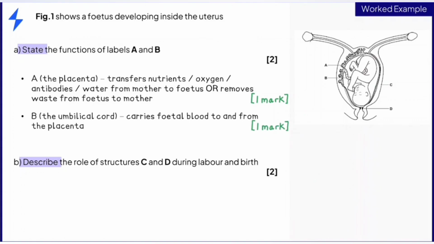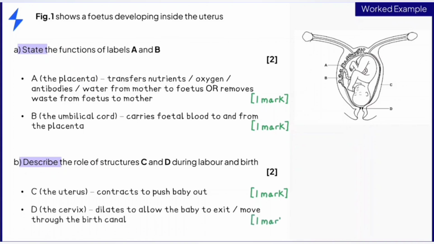In Part B, we need to describe the role of the two other structures, specifically in relation to labour and birth. C is the uterus. It holds the fetus whilst it develops, but then contracts during labour to help the fetus leave the body. D is the cervix, which is a muscular ring responsible for securing the baby in the uterus during pregnancy. During labour and childbirth, the cervix must dilate so that the baby can move out through the birth canal.